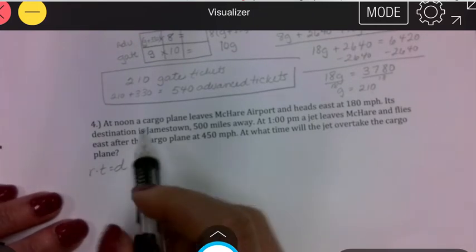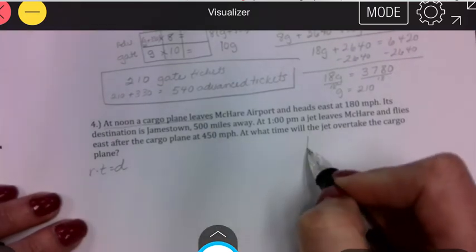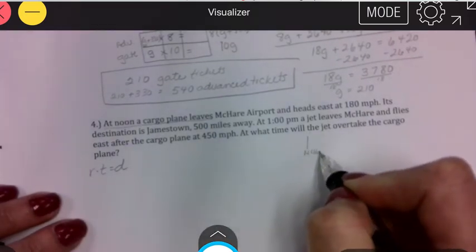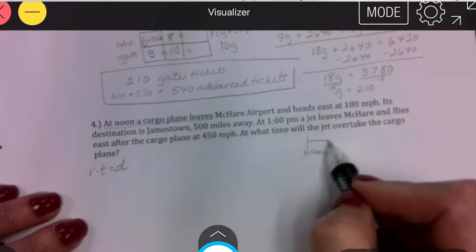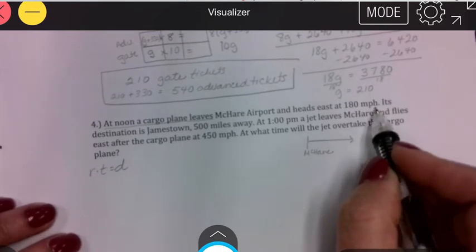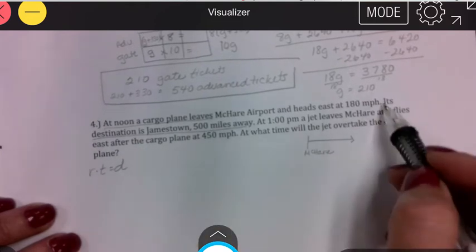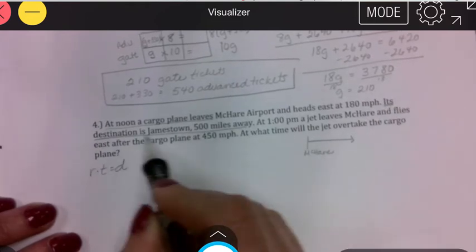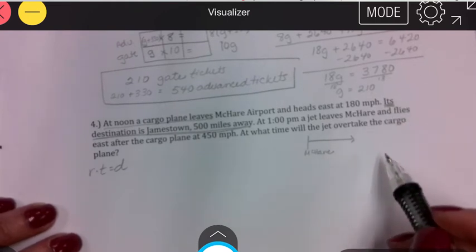Okay. First of all, let's just get a visual. At noon, a cargo plane, so let's say this is McCarran airport right here. It leaves the airport and heads east at 180 miles per hour. Its destination is Jamestown, 500 miles away. Now this actually ends up being useless information, but sometimes problems do throw in some of that useless information.